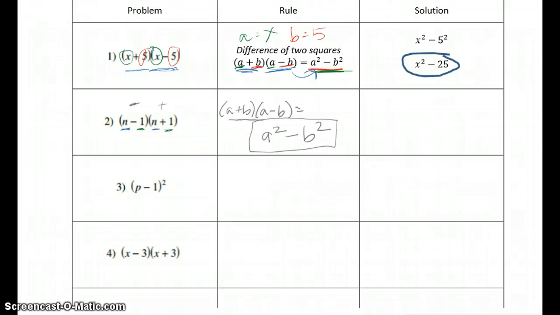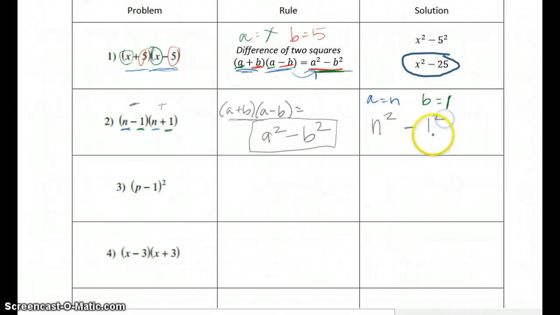So since n is our first term in both polynomials, a is going to be equal to n. And since our second term is 1, we have minus 1 and plus 1, b is going to be equal to a positive 1. So we plug these in, and we get n squared minus 1 squared, which is just equal to n squared minus 1.